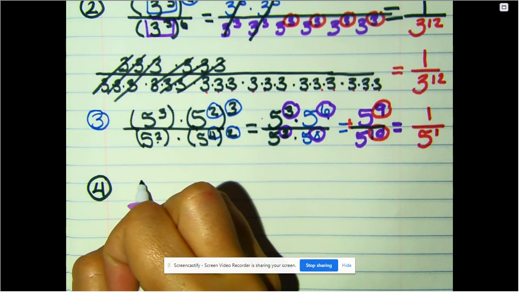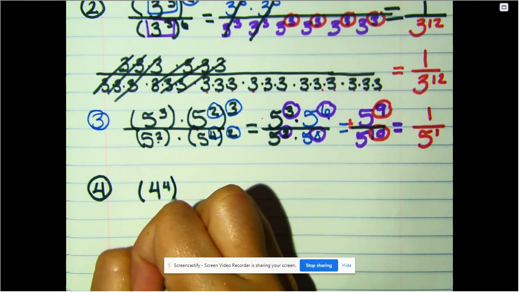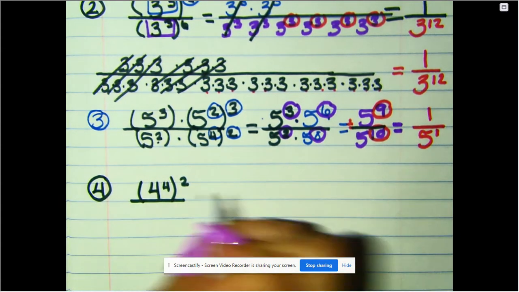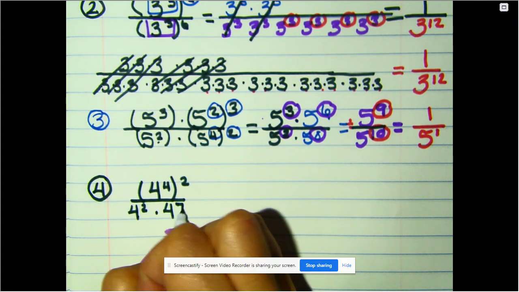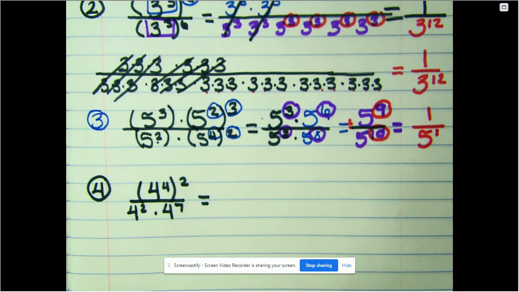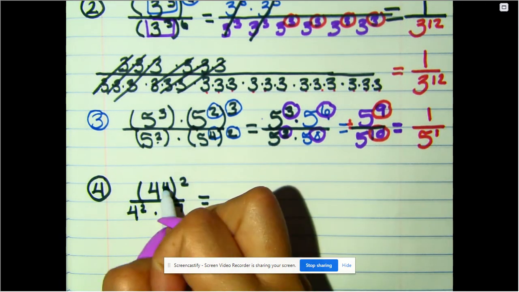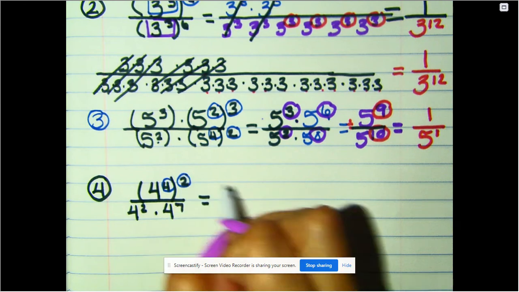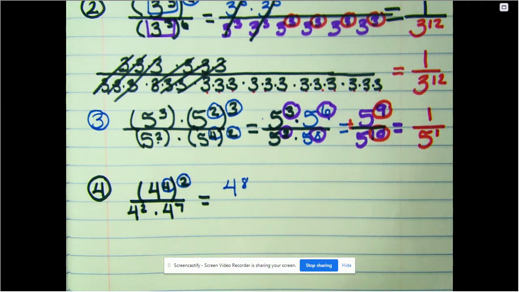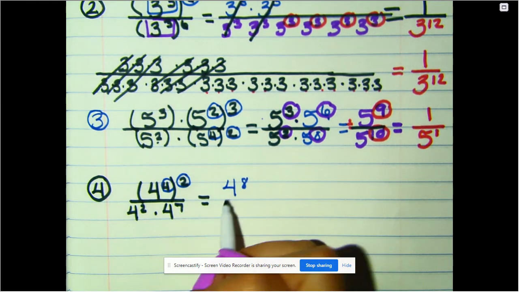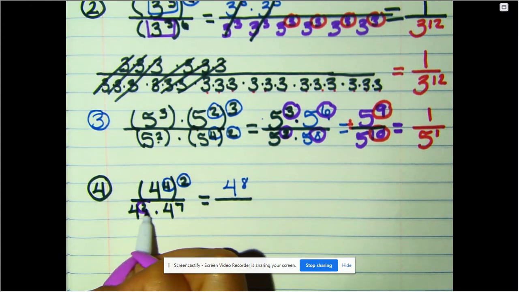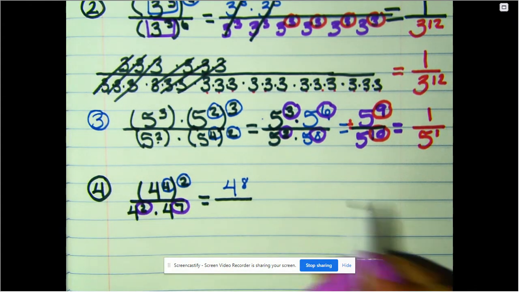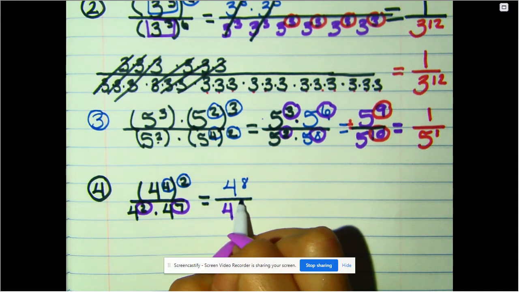exponents. We have 4 to the 4th power raised to the 2nd divided by 4 to the 2nd power times 4 to the 7th. Okay, so not too bad. I see that there's a power to a power. So I'm going to multiply 2 times 4, and that's going to give me 4 to the 8th power. Okay, then I'm going to be dividing. I'm going to multiply straight across here. When we multiply exponents, we add them. And 2 plus 7 is 9. So 4 to the 9th power.